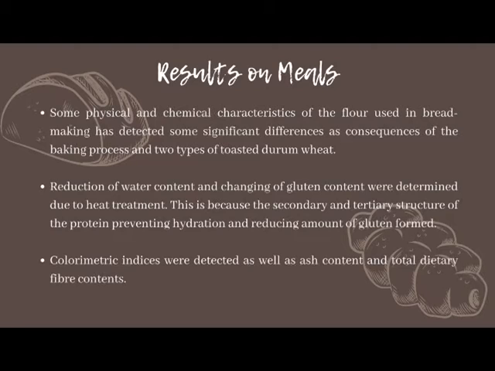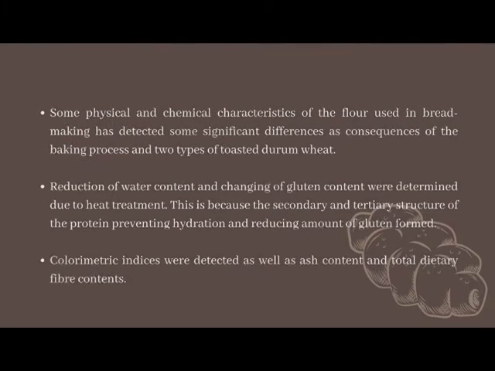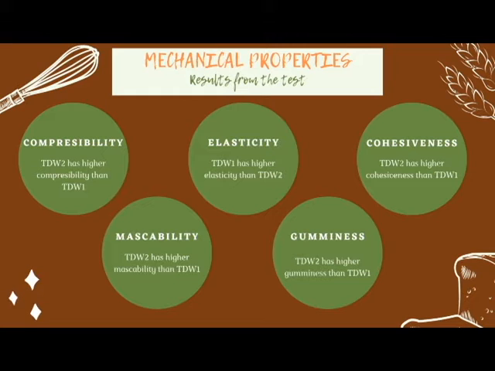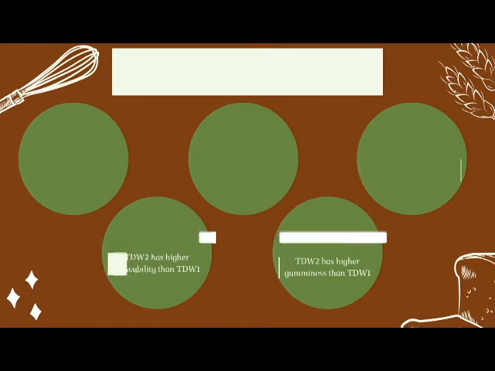Colorimetric indices were detected as well as ash content and total dietary fiber contents. The mechanical properties were the result of the tests that have been done. We have known that compressibility, chewiness, gumminess, and cohesiveness are higher in TDW2 than TDW1, but the elasticity in TDW1 is higher than the elasticity in TDW2.